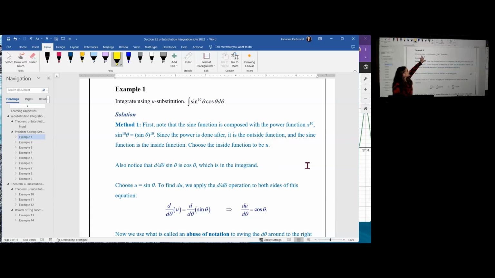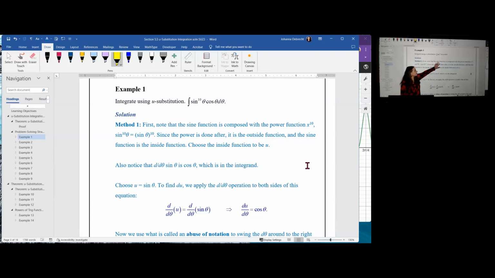Let's take a look at example 1, which is the integral of sine to the 10th of theta cosine theta d theta. This is an indefinite integral, and the independent variable is theta. When I'm done, I need a function of theta up to the constant of integration. First, there are a couple of ways of proceeding, so I've kind of split them into two.